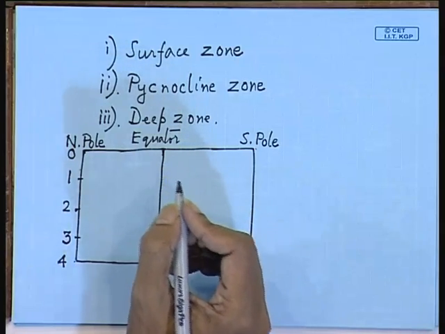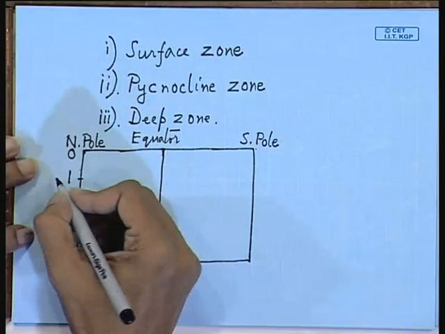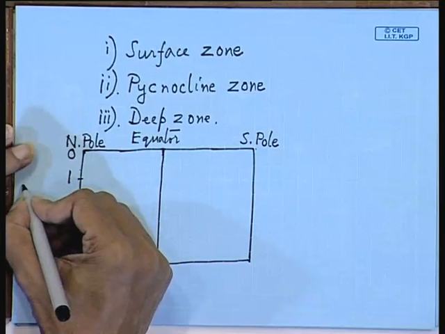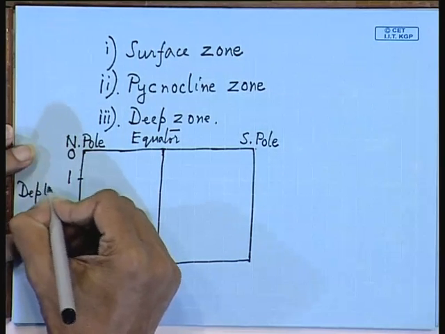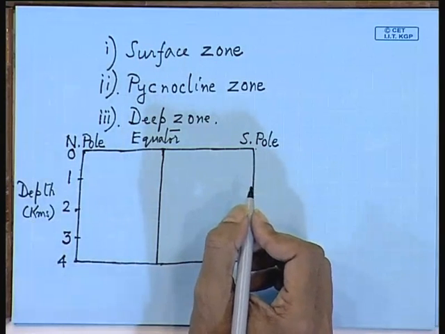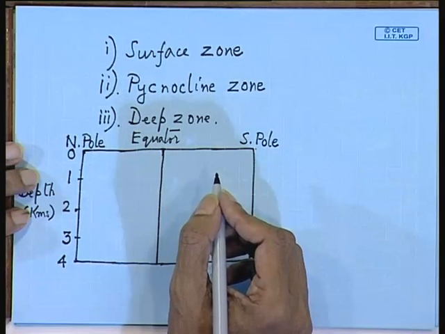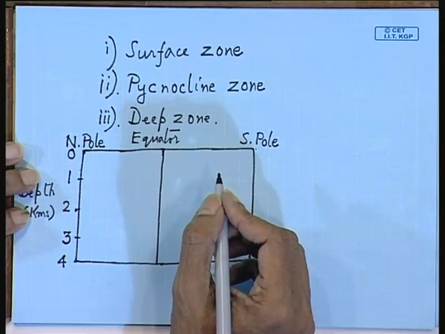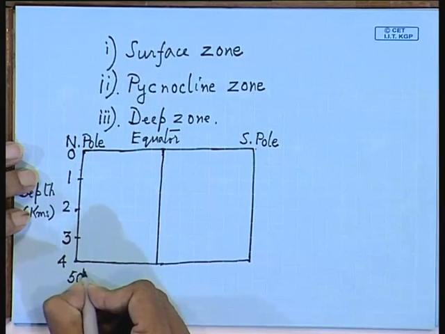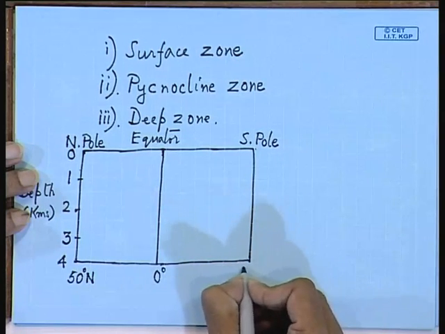So, let us study the layer that is affected by these oceanic processes, which are limited to 4 kilometers below the surface. So, this is depth in kilometers. Now, what happens between the North Pole and the South Pole covering the equator? You write this is 50° north, this is 0° your equator, and this is 50° south.